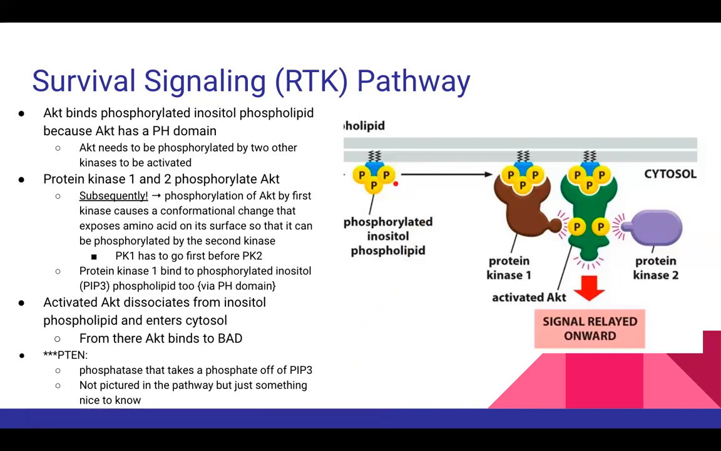And so we know that if you were to remove a phosphate group from an inositol phospholipid, it'll become diphosphorylated, meaning that there are only two phosphate groups. And so you could predict that that would affect the function of the pathway in some way, shape, or form. And yeah, it's not pictured in the pathway, but it's just a good thing to keep in mind.